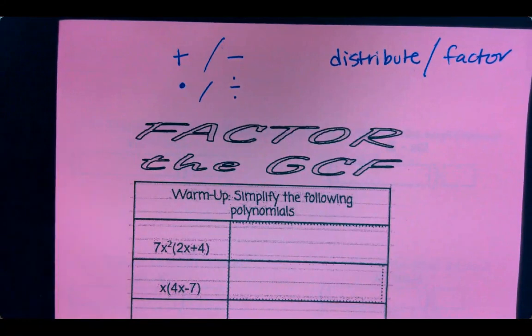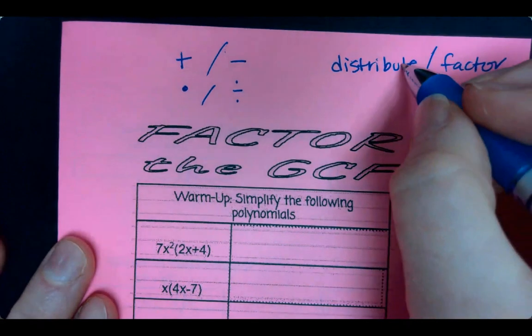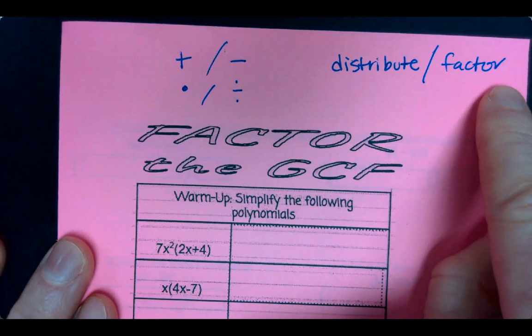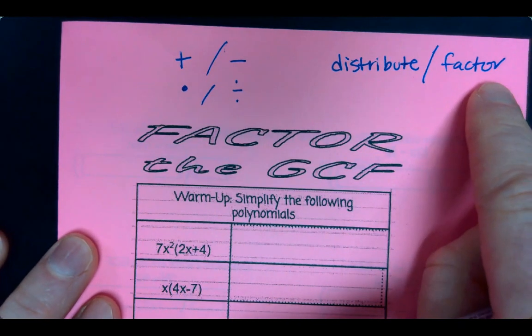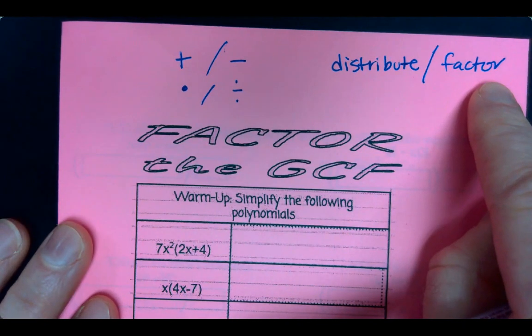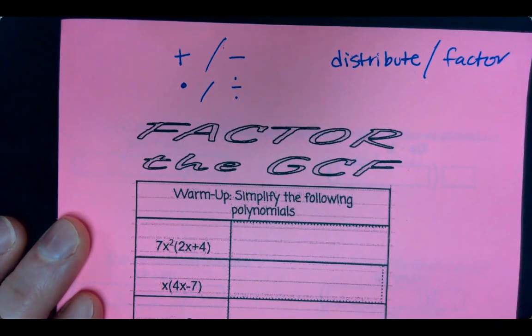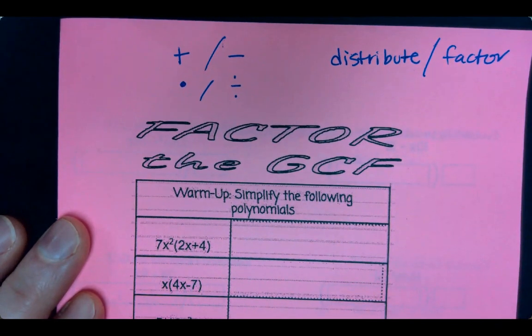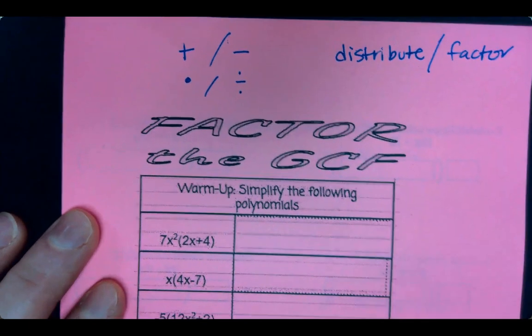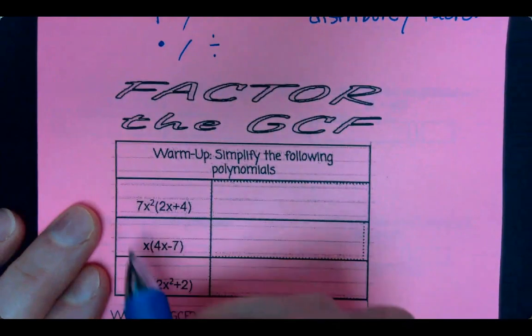So you can always check your work by going the opposite way, taking your answer and doing the opposite to it. So the opposite of distributing is factoring. So that's what we are going to focus on today. We're going to take it slow, be patient, write everything down, use your calculator, and we'll get through this, okay? So we have a little bit of warm up.